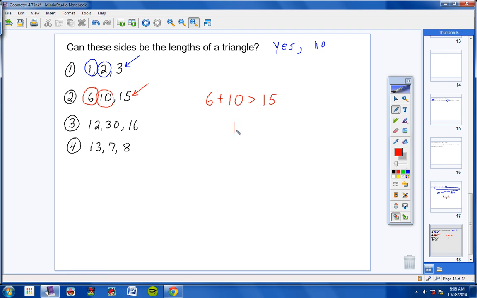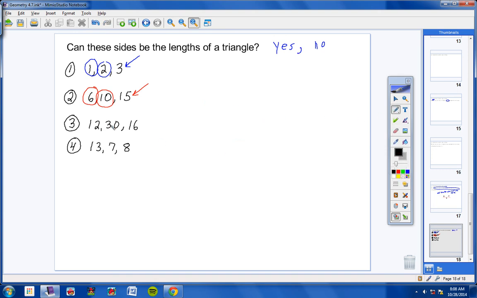6 plus 10 is 16. Is that true or false? Is 16 greater than 15? Yes, that's true. Check. It works. So is it possible to have a triangle that has 3 lengths of 6, 10, and 15? Yes, it is. It is possible, definitely. So this triangle here does exist. All right, let's continue on.